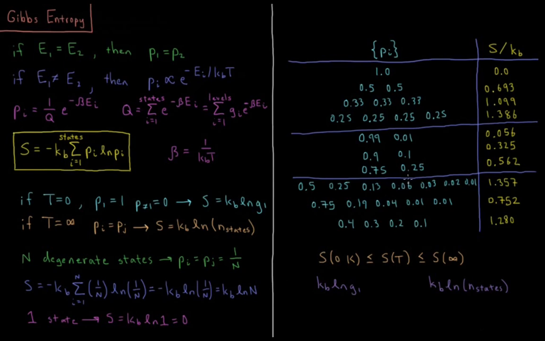So the real takeaway here is that, based off the probability of each of the individual states that we have, the Gibbs entropy formula gives the entropy of the system. It varies from the value at 0 Kelvin, which is a minimum, up to the value at infinity, which is a maximum, and at all temperatures in between, there's some value which lies between those two extremes of the most concentrated and most well-distributed states for the energy of the system.